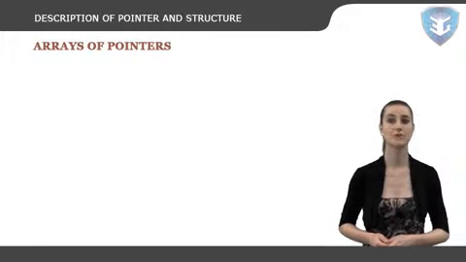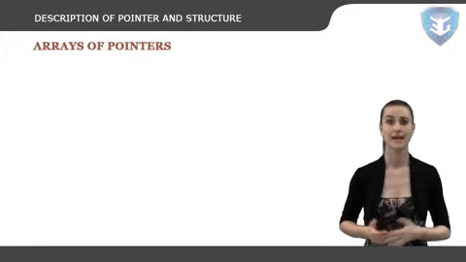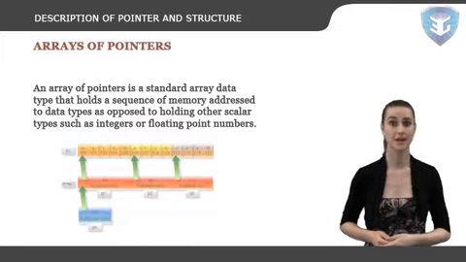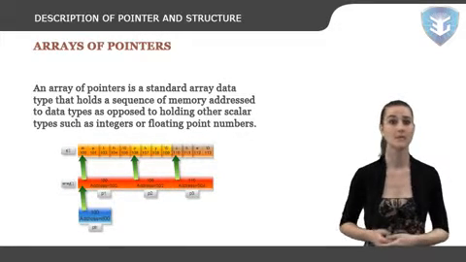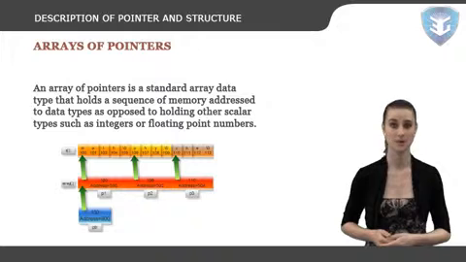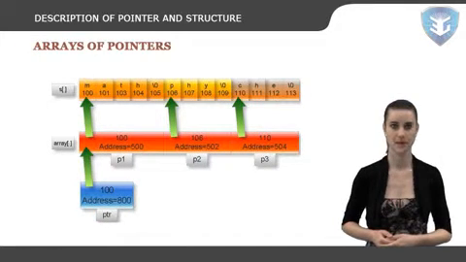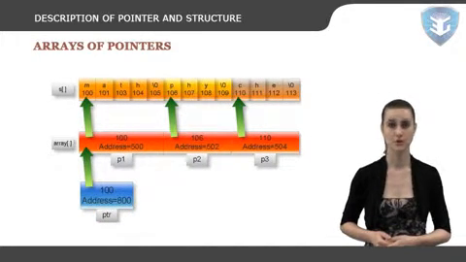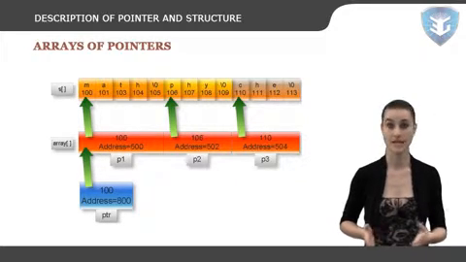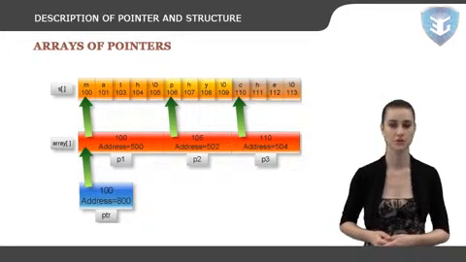Now let's talk about the array of pointers. An array of pointers is a standard array data type that holds a sequence of memory addresses to data types, as opposed to holding other scalar types such as integers or floating point numbers. By using an array of pointers, a program is able to have an array of nearly any data type, data structure, class, or even function.